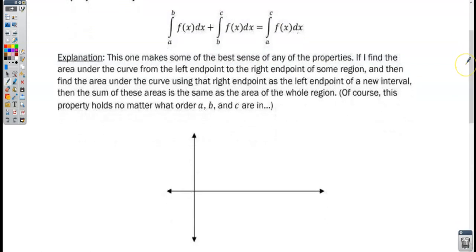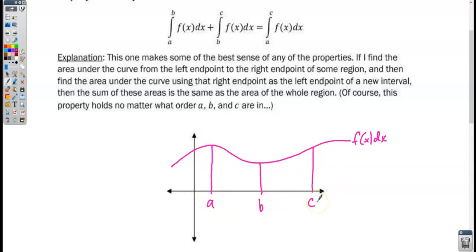And so, talking about it, if I have some curve, f of x, and I've got 3 points along the curve, A, B, and C, what this is saying is that the integral from A to B plus the integral from B to C is equal to the integral from A to C. And so we just take the fuchsia area plus the green area, and that gives us the aqua area, is what this property is saying.